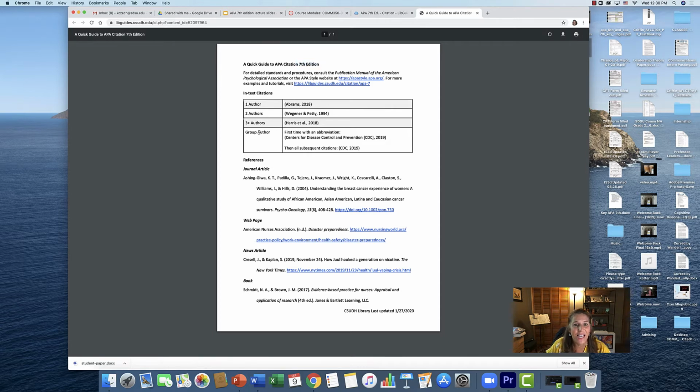This one looks at in-text citation with multiple authors. Remember, again, 2 authors, 3, we can go to et al. Now, again, group authors, or if you don't have an actual author, you use the organization name.